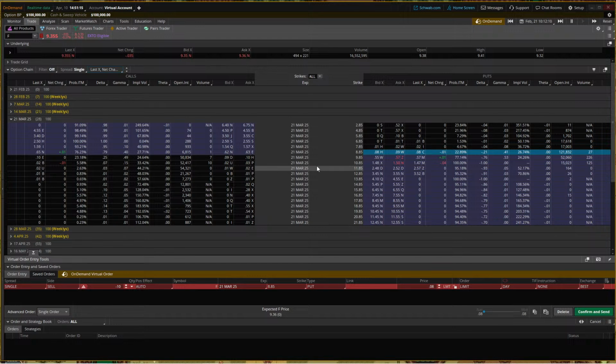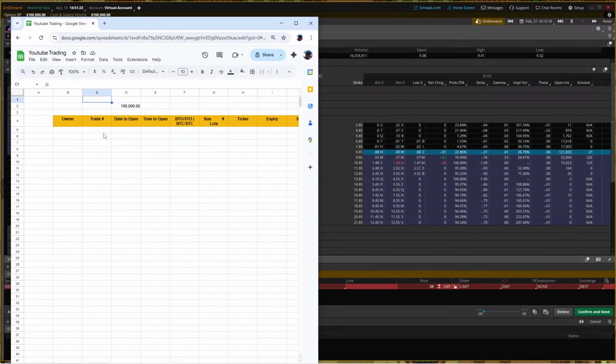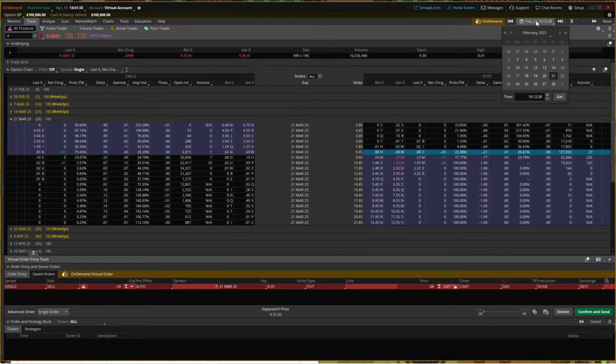So I'm going to jump back over, and we're going to fill this out. I can block this half because we don't need that. So this is going to be trade number 1. Date to open is 02/21/2022. Oh, this is still February 2025.